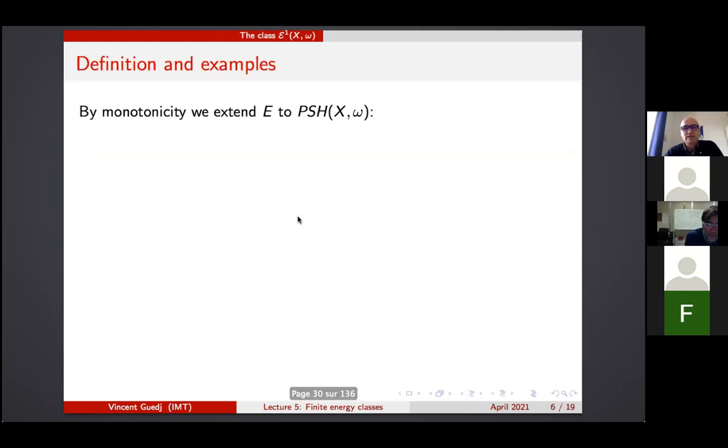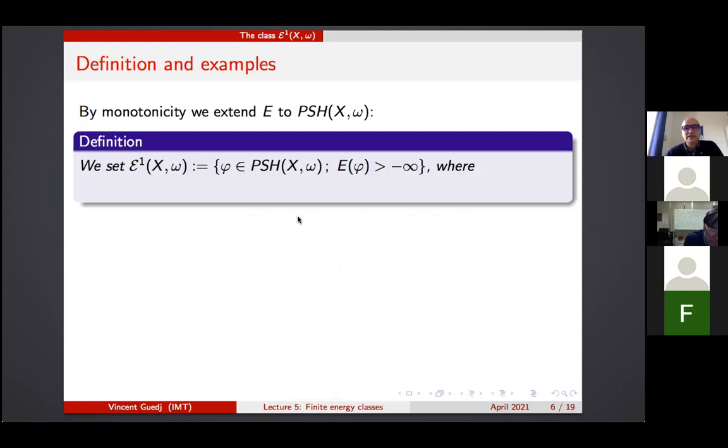So this is what I just said. Let me make the following definition. So I extend the functional E to the whole set of omega-plurisubharmonic functions by monotonicity. So I denote by E1 of X, omega the set of those omega-plurisubharmonic functions so that E of phi is finite, where by definition, E of phi is the infimum of the energies of the Kähler potentials psi which lie above phi. Remember that we have seen that in lecture 2, one week ago.